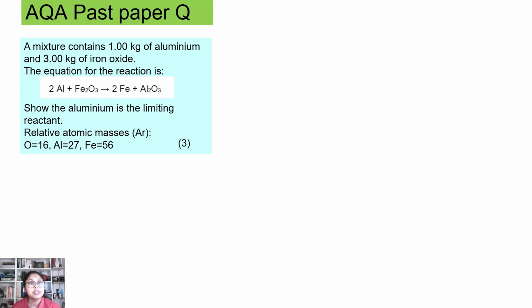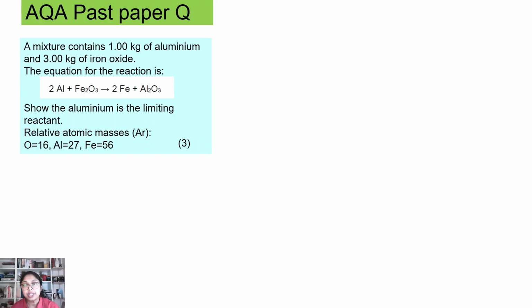The question is, a mixture contains 1 kilogram of aluminium and 3 kilograms of iron oxide. They've given you the chemical equation. The question they have asked: show that aluminium is the limiting reactant. They have also given you the relative atomic masses of the elements that we are going to use for our calculation.